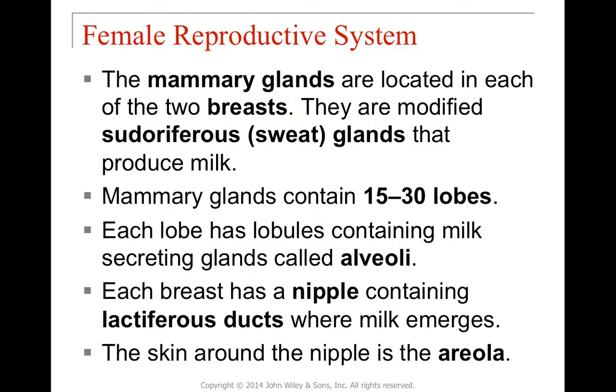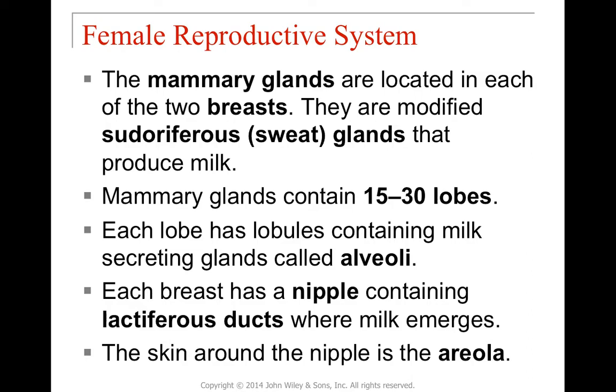Okay, so let's talk about lactation for a minute, right? So we have specialized glands in the female that are found underneath the breasts that are actually modified sweat glands. So they're modified sudoriferous glands that are modified to produce milk, and they have a lot of different lobes, so 15 to 30 different lobes that are comprised in a ring that has lobules that are going to contain milk and secrete that milk out through these glands that are called alveoli.